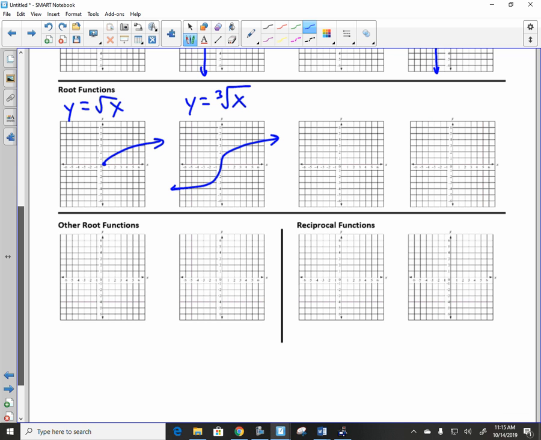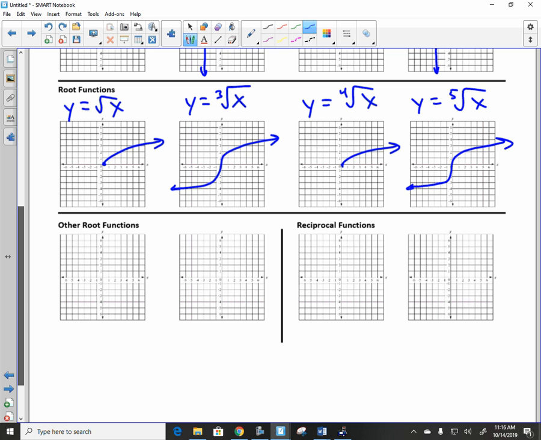If we have a fourth root, y is equal to the fourth root of x. It looks very similar to the square root because you can't take the fourth root of a negative. But y is equal to the fifth root of x. Do you think that's going to look more like the square root or the cubed root? The cubed root.